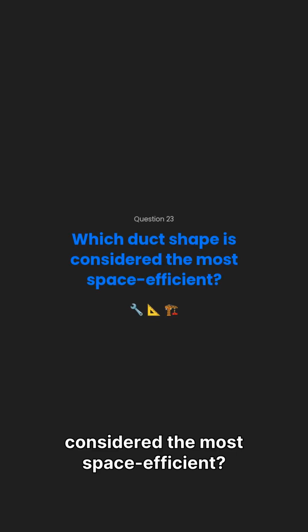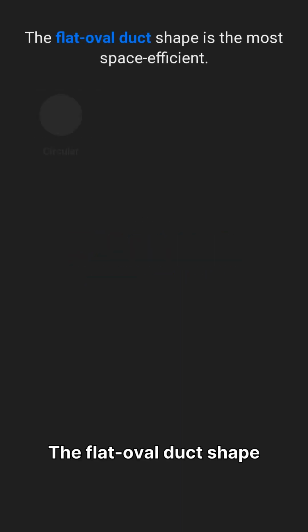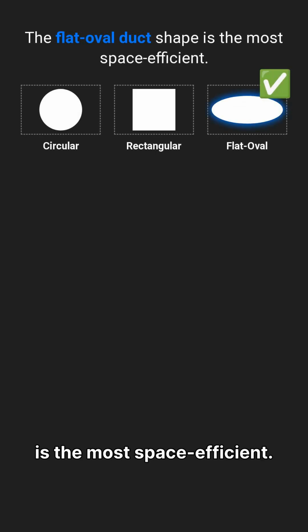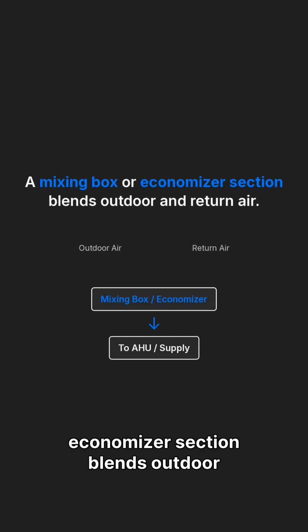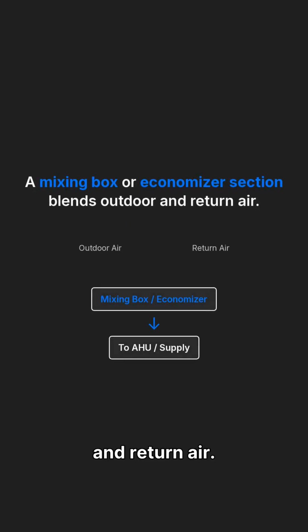Which duct shape is considered the most space-efficient? The flat oval duct shape is the most space-efficient. What device mixes outdoor and return air in AHUs? A mixing box or economizer section blends outdoor and return air.